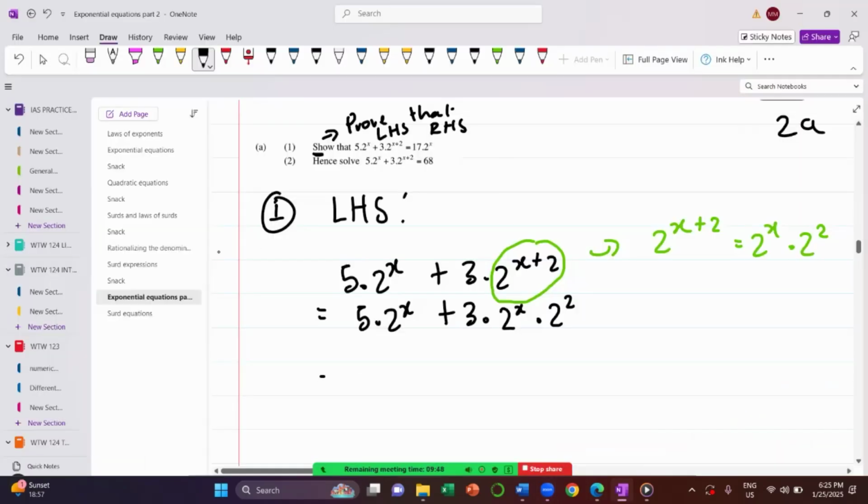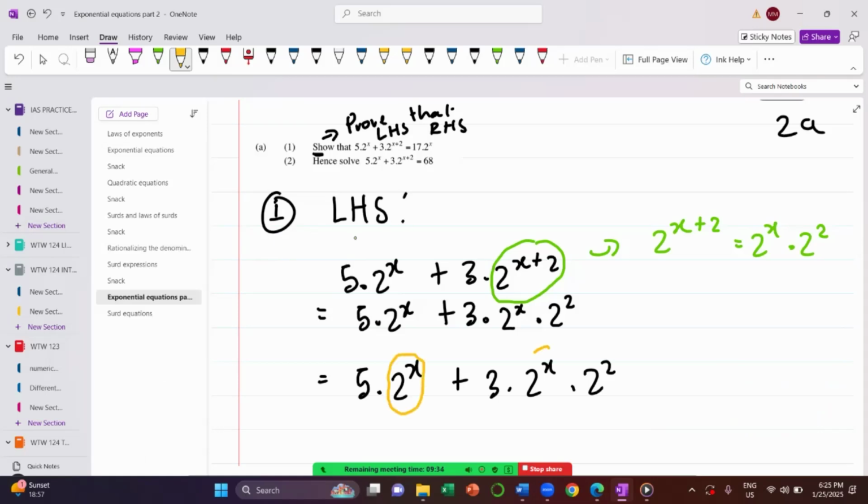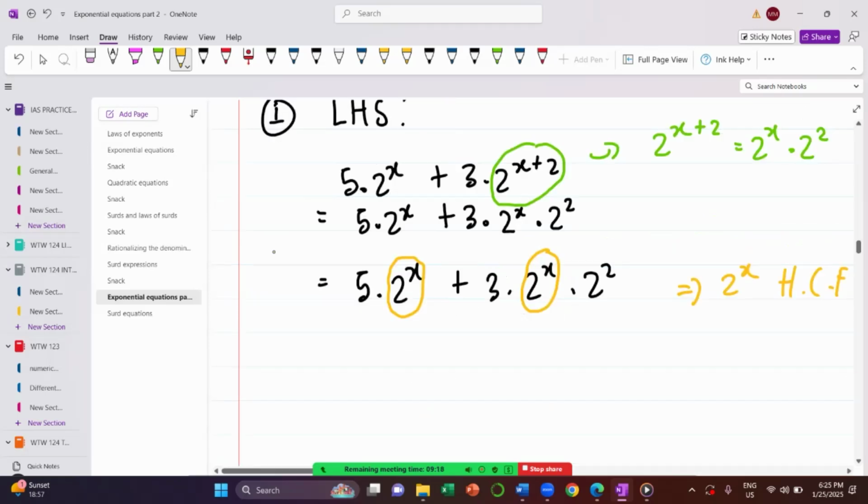So here we have 5 times 2 to the exponent of x plus 3 times 2 to the exponent of x times 2 to the exponent of 2. I want you guys to notice something. Check. I have 2 to the exponent of x here, and I have it there. It's all multiplication here, and even here it's all multiplication, and then there's a plus sign in between. So therefore, I can take out 2 to the exponent of x as a highest common factor. Are we okay? Yes, sir.